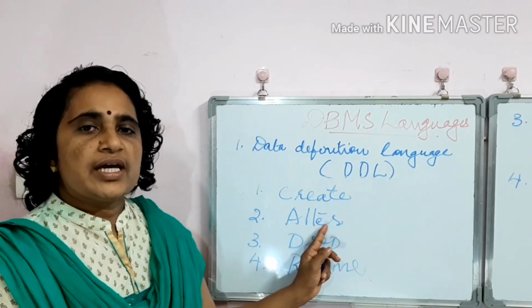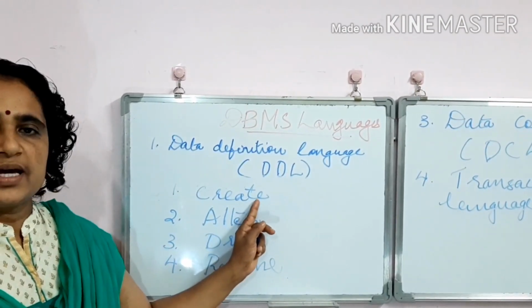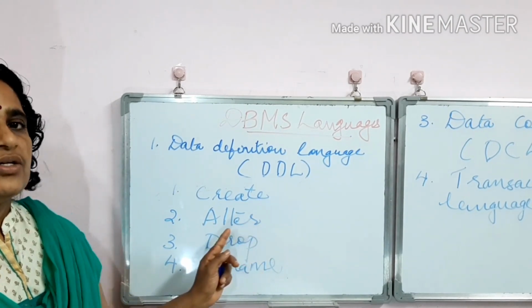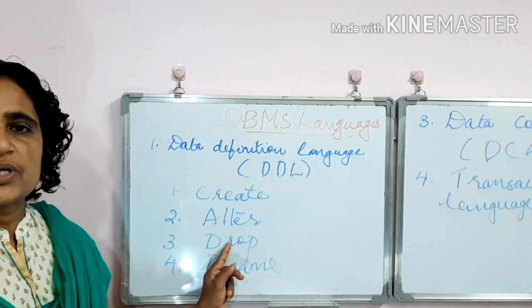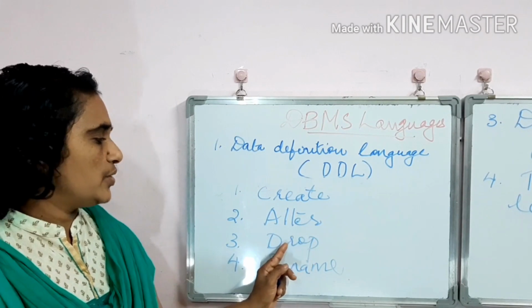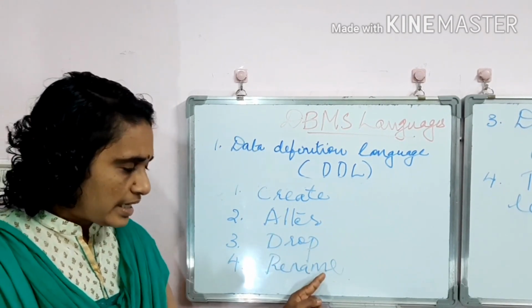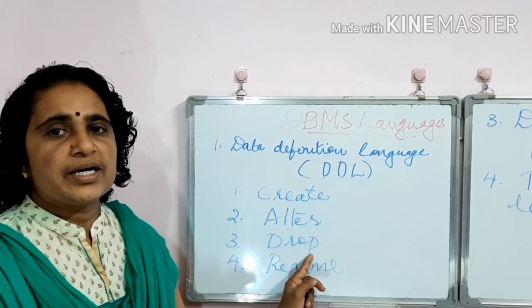Next one, we can alter the schema of the database, or the structure of the database can be changed by using the alter command. To remove the database, or to remove the tables, or to remove the objects, that is, the objects of the database are tables and views, we can use the drop command. Sometimes we need to rename our table, and for that the rename command is used.